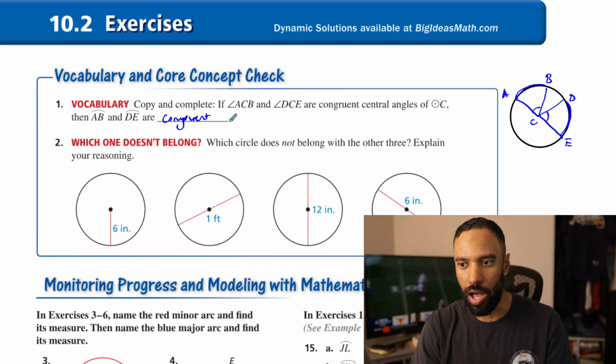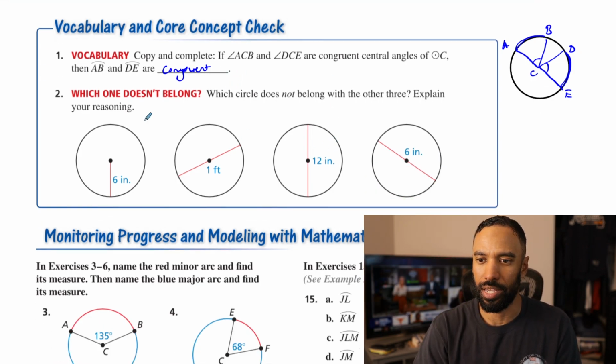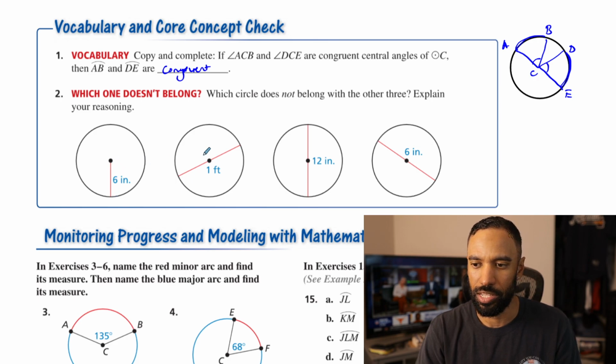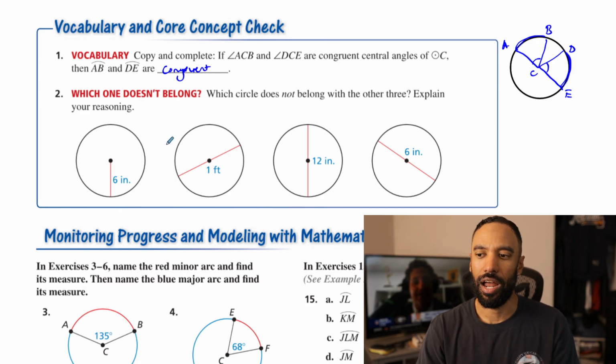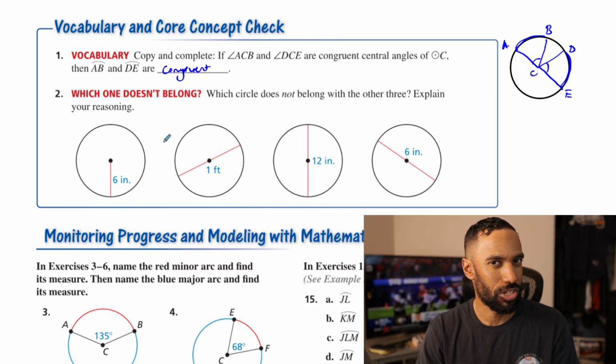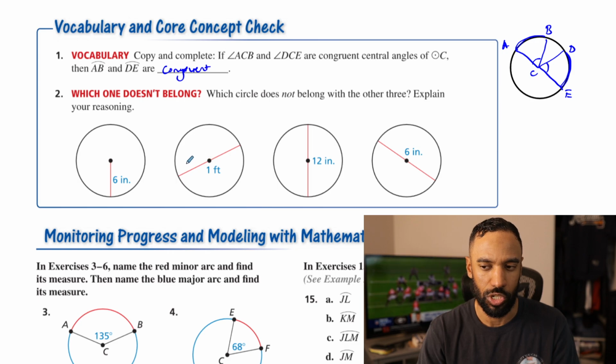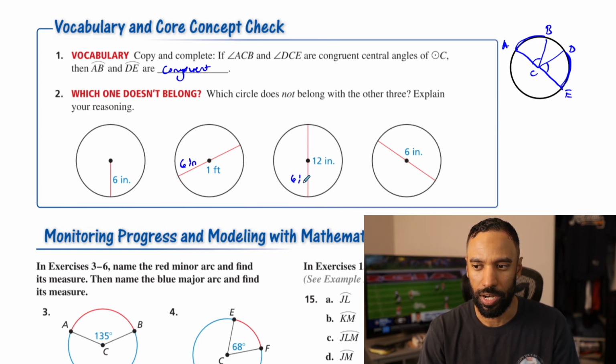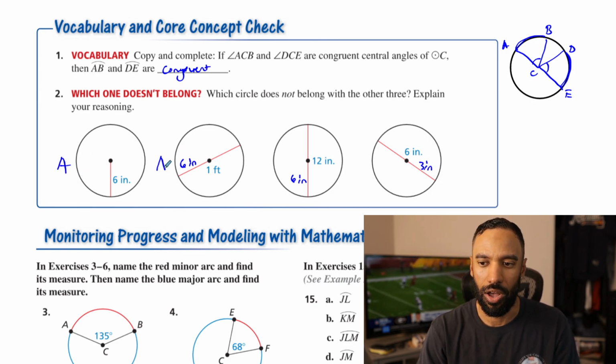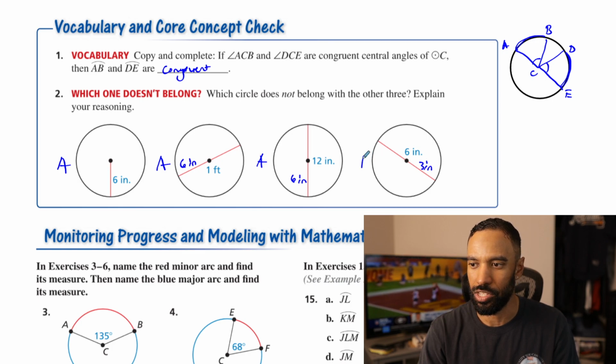All right, which one doesn't belong? Which circle does not belong with the other three? Explain your reasoning. I have a 6-inch radius here, 1 foot diameter here, a 12-inch radius here, and a 6-inch diameter here. Looks like 3 of these are 1 foot diameters each, or 6-inch radius. This is literally a 6-inch radius. 1 foot is 12 inches, which means this is a 6-inch radius right here. And this is a 6-inch diameter, which is a 3-inch radius. So these are all A's, if you will, whereas this one is a B.